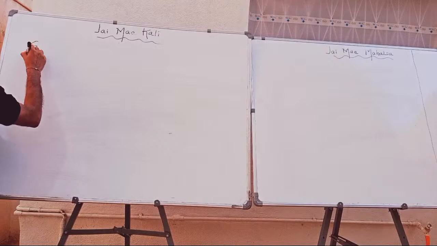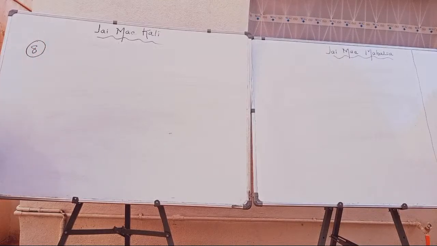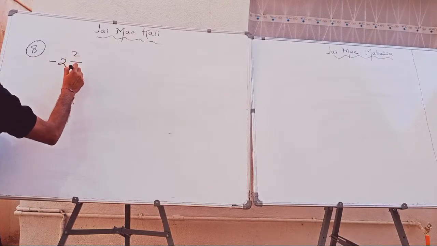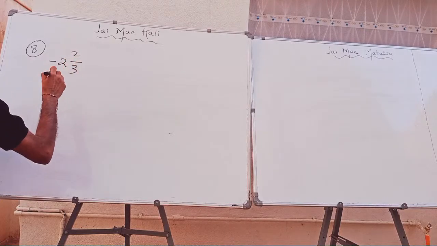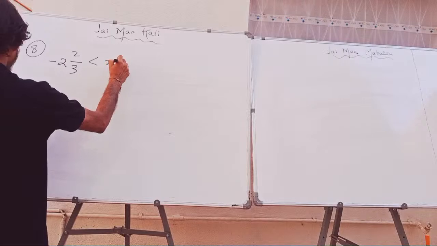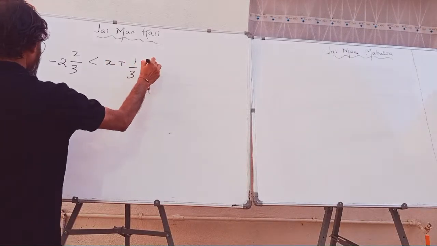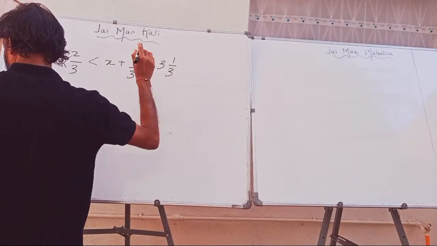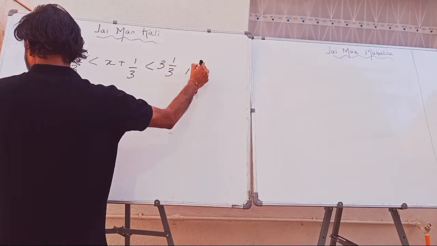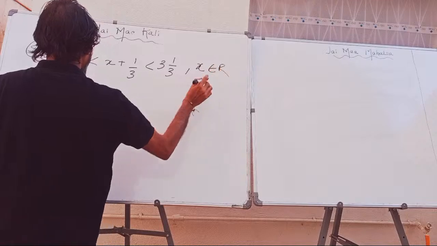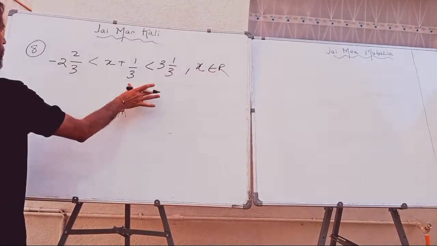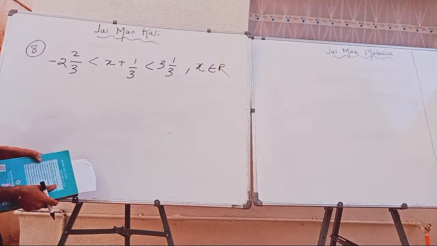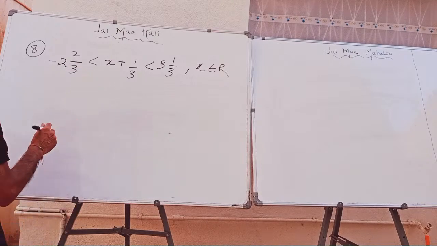Find the range of the values. So it is -2/3 plus 1/3, strictly less than, x is a real number. Okay, so let's do one thing. Let's solve these two and then find out the value of x. What is the boundary, and based on that we'll draw it on the number line.